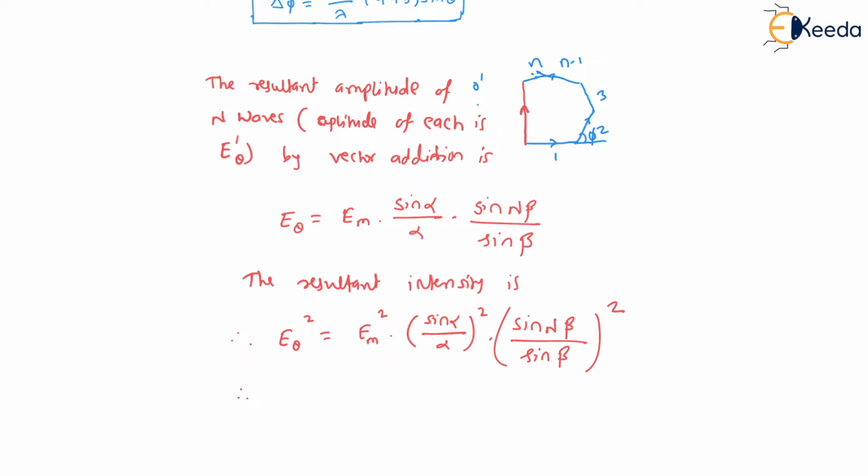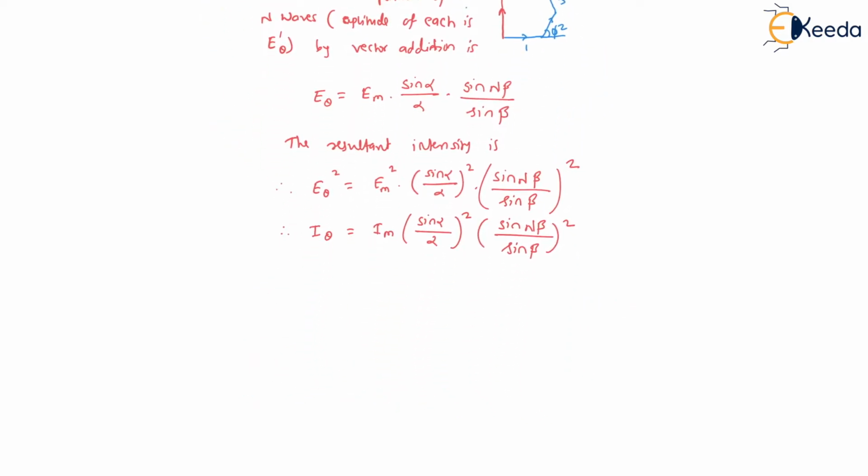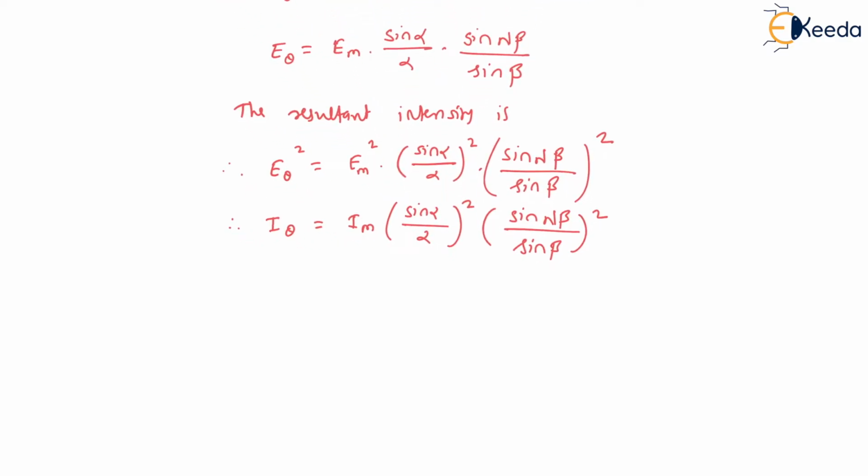As we all know, E theta square, that is amplitude square, is nothing but intensity. So it will be I theta is equal to Im into sine alpha by alpha bracket square into sine n beta divided by sine beta bracket square. This is the resultant intensity at point P. This is the equation which will give you the diffraction pattern of a grating.